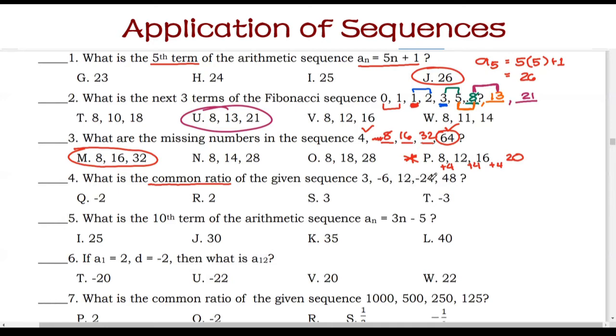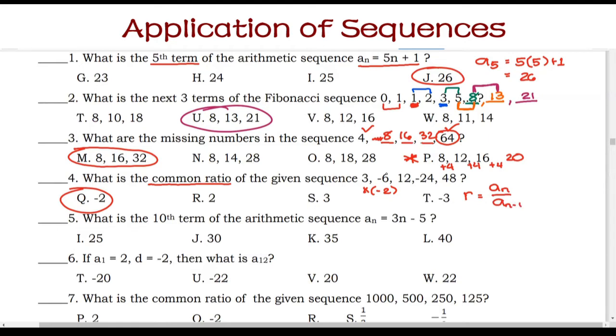So, kung magaling kayo tumingin ng pattern, makikita ninyo na, ang minultiply sa 3 to get negative 6 ay negative 2. Okay? Nagmumultiply ng negative 2. So, this is the answer here. Okay? Pero, pwede naman kayong gumamit ng formula. Ito yung formula in getting the common ratio. Diba? We use R. Okay. This is the formula, a sub n over a sub n minus 1.